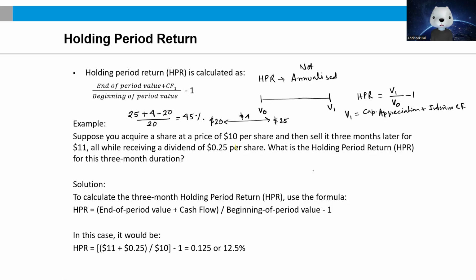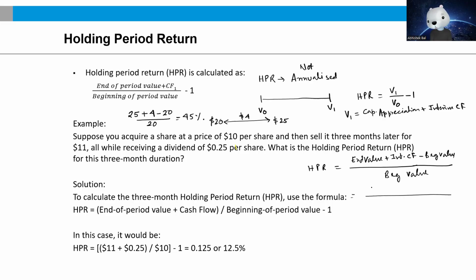To put it into formulaic form, the holding period return can be expressed as the ending value for that particular period, plus interim cash flow, minus the beginning value, divided by the beginning value. Or in our parlance, we could note this as V1 plus D1 minus V0 by V0, which can further be stated as V1 plus D1 divided by V0 minus 1.